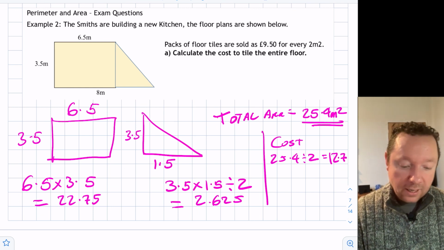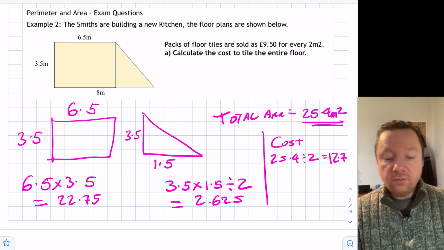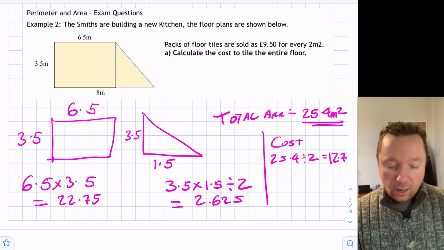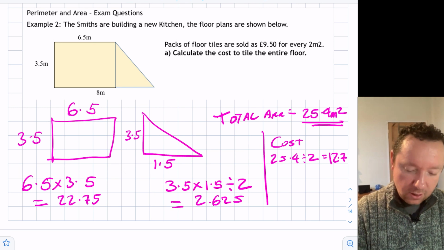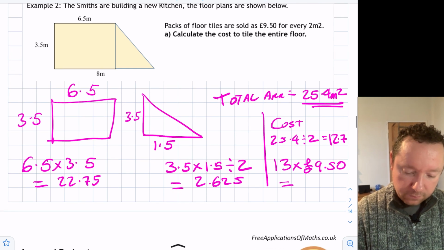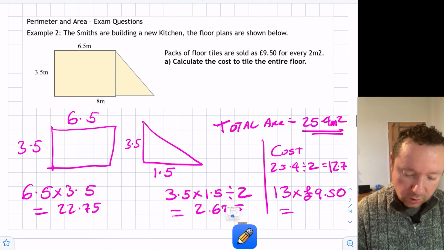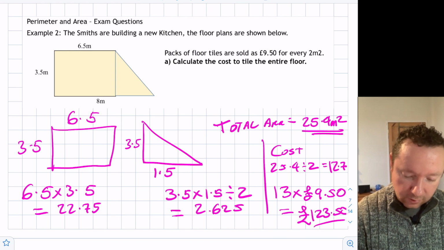Now this one's talking about packs of 4 tiles sold as £9.50 for every 2 square meters. So I've worked out I need 12.7 packets, but I'll need to buy 13 in this case. So the cost is going to be 13 times £9.50, which is £123.50.